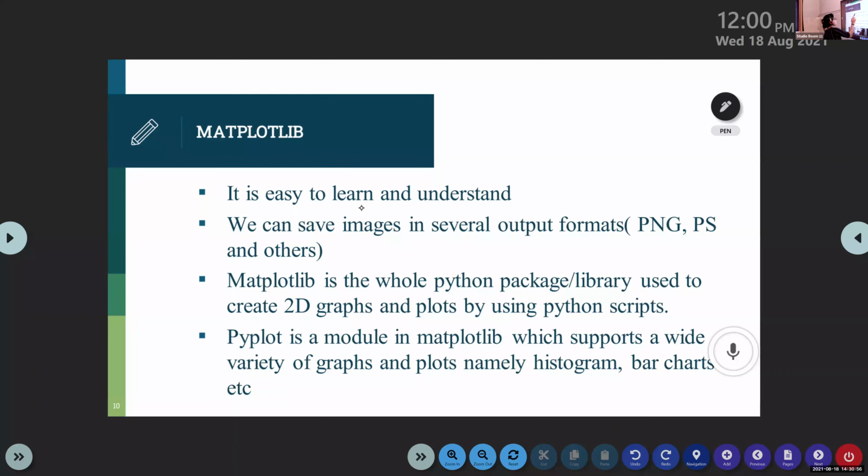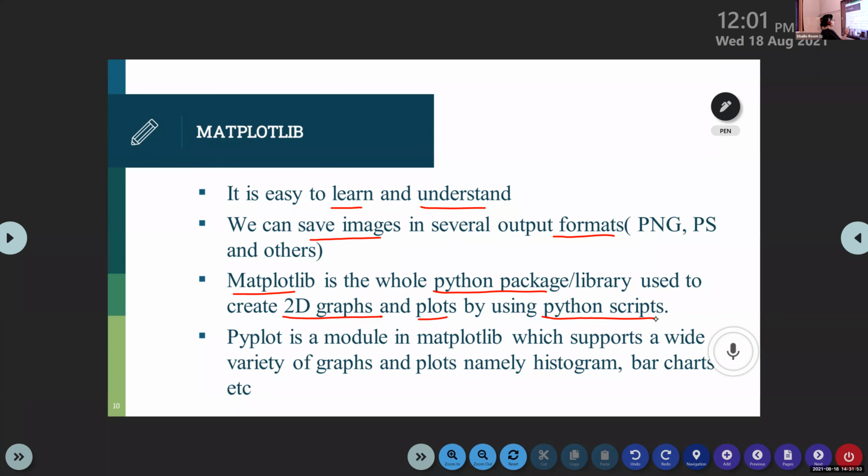As I told you, it is very easy to learn and understand this. When you do the practical of this chapter, you will get to know about that. Then you can save these images in several formats. Matplotlib is the whole Python package which is used to create 2D graphs or plots using Python scripts. Basically, it is a Python package. There are different types of libraries in Python. It is one of the libraries used to create 2D graphs or plots by simply using a Python script. I think you have started writing programs, isn't it? Yes. So using that Python script, you can use this.